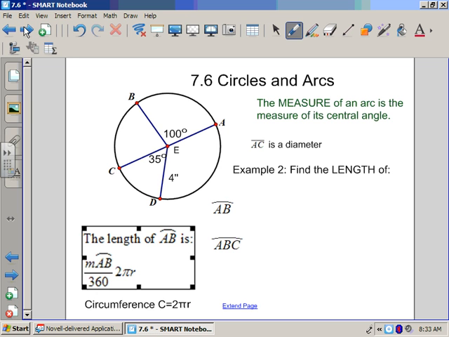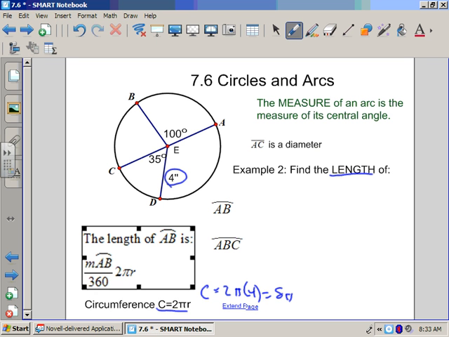Now instead of finding the measure of an arc, I actually want to find the length of an arc. Well, the length of the arc is going to be based upon a proportion of its circumference. Notice that this circle has a radius of 4. What's the circumference of the circle? Well, the circumference of a circle is 2 pi r. So in this case, the circumference is going to be 2 pi times 4, which is 8 pi.